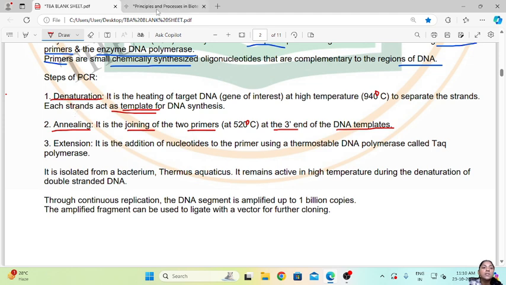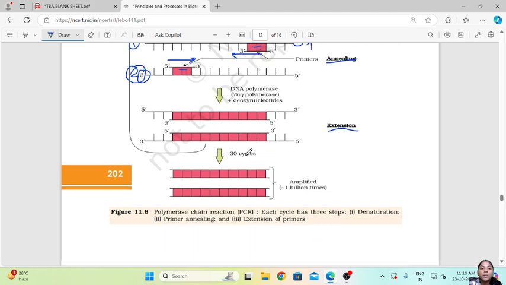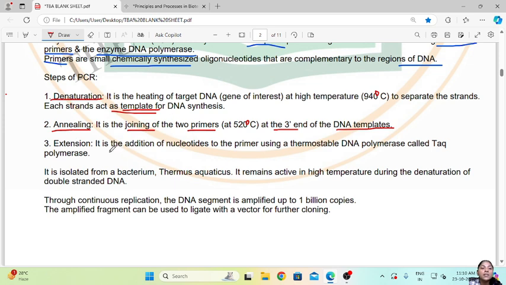Then the third step is the extension. What happens during extension is the addition of nucleotides to the primer using a thermostable DNA polymerase. DNA polymerase is an enzyme, and the one which is used for this reaction is the Taq polymerase enzyme. Thermostable means this enzyme is stable at high temperatures.